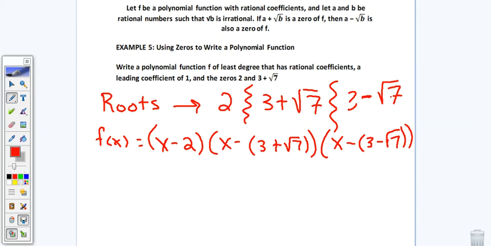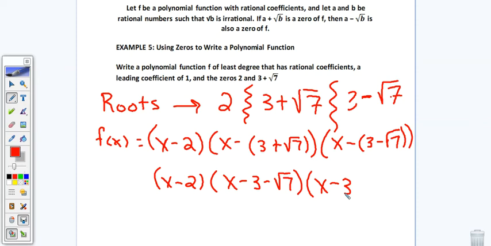Guys, with me so far? Okay. Do you guys agree that the minus sign right here for this middle term is going to make this 3 a negative 3? And do you agree that this minus sign will make the plus root 7 a negative root 7? Okay, so I'm going to write this as follows. I'm going to write this as x minus 2 times x minus 3 minus root 7 times x minus 3. What's this minus sign going to do to this minus sign? Make it positive.